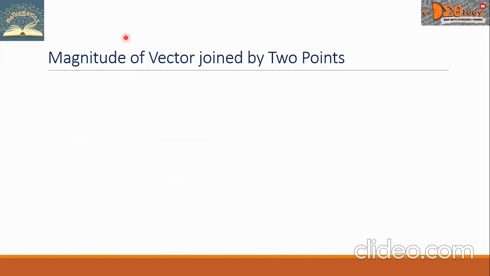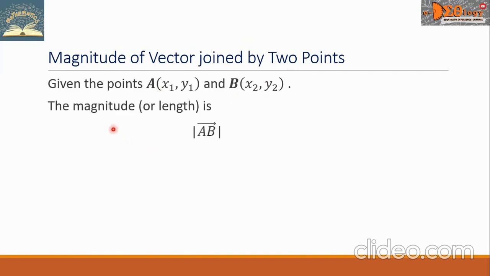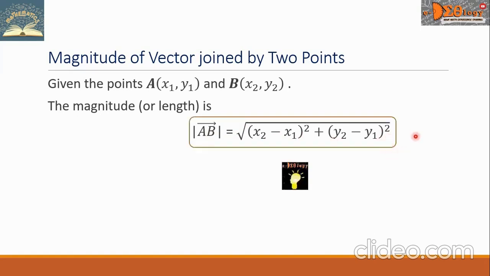Now let us discuss magnitude of vector joined by 2 points. Given the points A, x sub 1, y sub 1, and point B, x sub 2, y sub 2. The magnitude or length is given by this notation. The vector AB is enclosed in 2 vertical line segments. The formula is this big square root. X sub 2 minus x sub 1, this quantity is squared, plus the quantity y sub 2 minus y sub 1, this is also squared. This is our working formula.